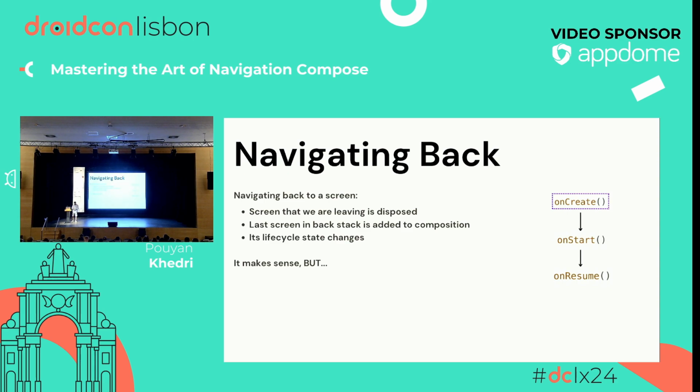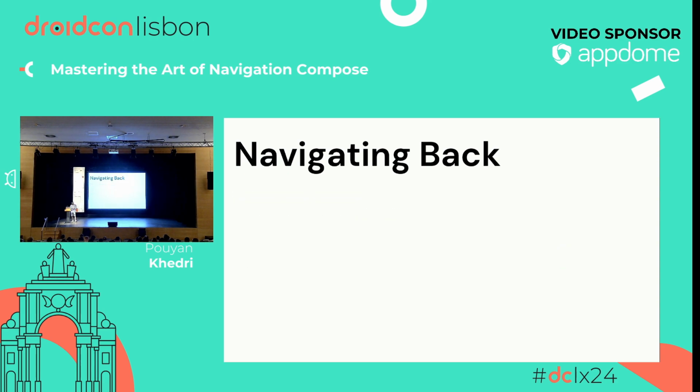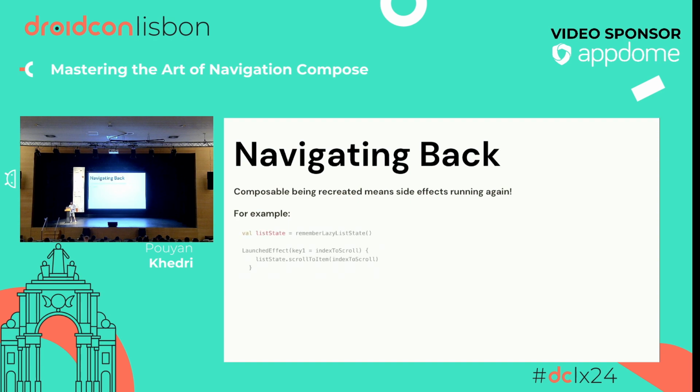It makes sense, but a composable being created from scratch means that all of its side effects are running again. So basically, if you have a launched effect, like this example, it is going to run over and over again when you navigate back and forth. So imagine we have a lazy column or a lazy list, we are controlling the state using this. Remember lazy list state. A launched effect here with a key index to scroll, and we are scrolling this list to this specific index. So imagine that you enter a screen, this launched effect takes you to the 5th item for any reason, your product needs to do that.